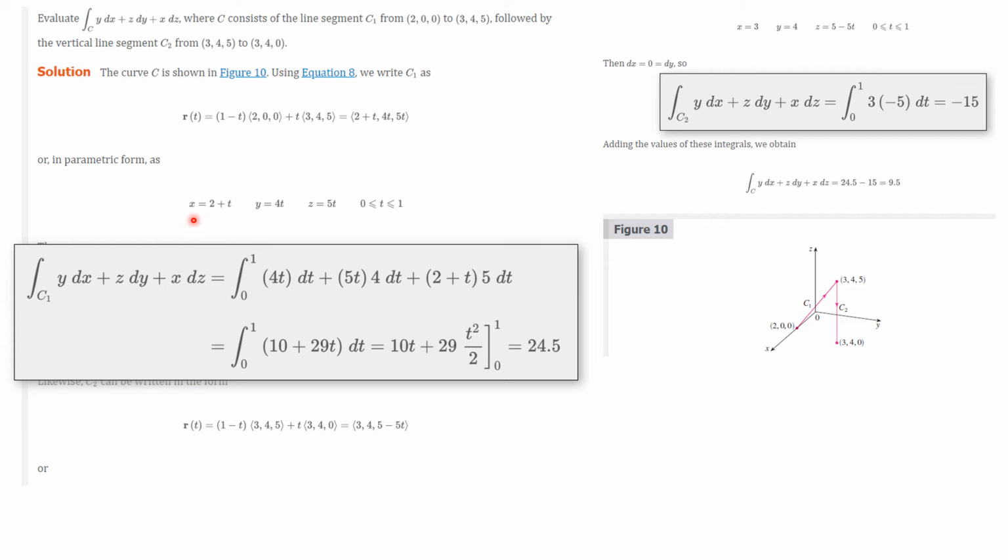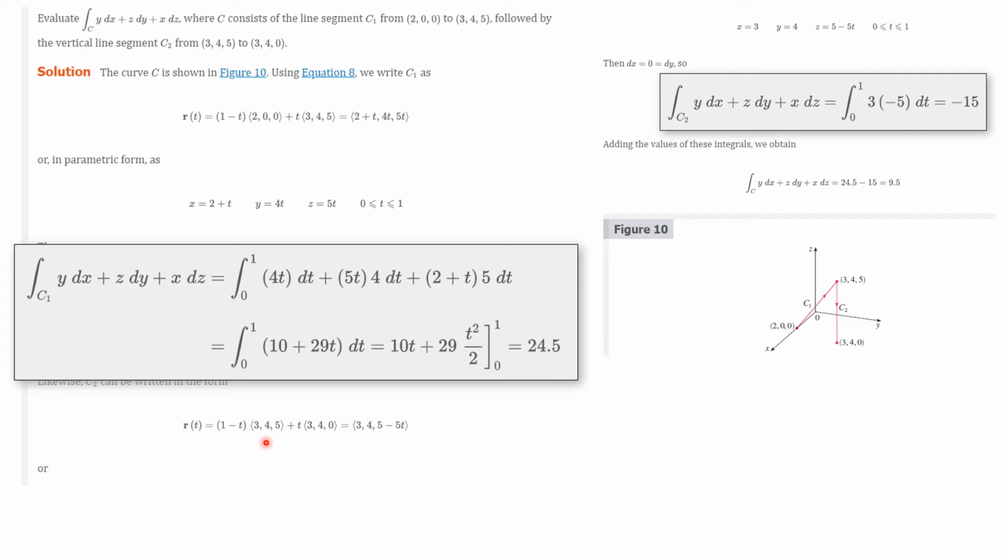Or in parametric form, I guess we're going to evaluate it using parametric form. So x is going to be 2 plus t, y is going to be 4t, and z is going to be 5t. T goes from 0 to 1. So over C1, then, this integral is going to be, I put y is 4t, and dx dt is 1 times dt. Z is going to be 5t, and when I take dy, dy is going to be 4 times dt. And this is going to be x, and that is dz, and dz is just going to be 5 dt. So I put all those things in, do the algebra, do the calculus, and do the evaluation, and get 24.5.